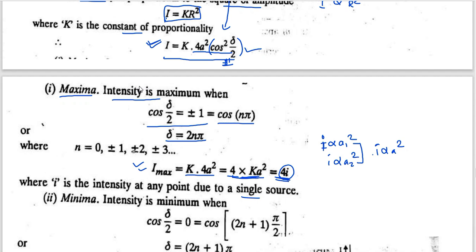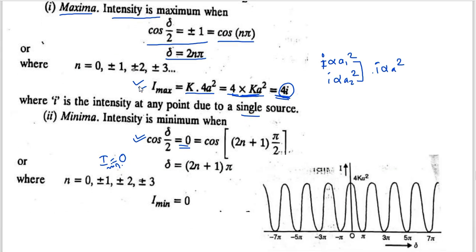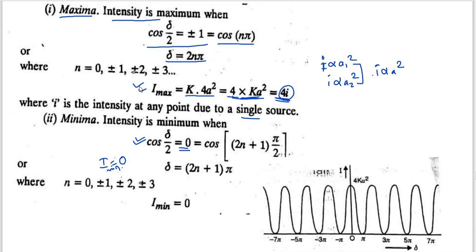Next is minima. What will be cos delta by 2? The minimum value of cos will be 0, so definitely the intensity will be 0. That is I minimum, the intensity will be 0. So what are the patterns? Look here: I minimum equal to 0.